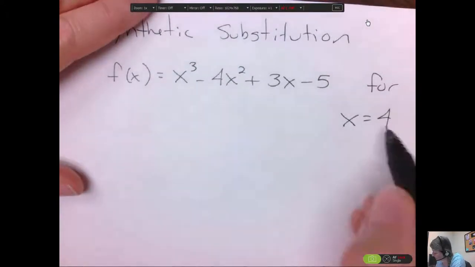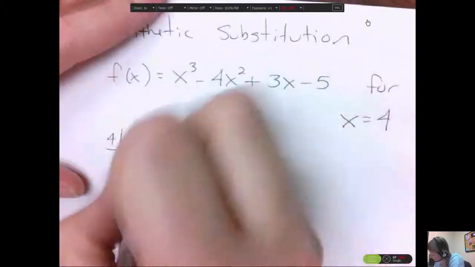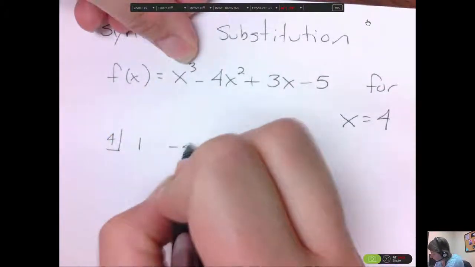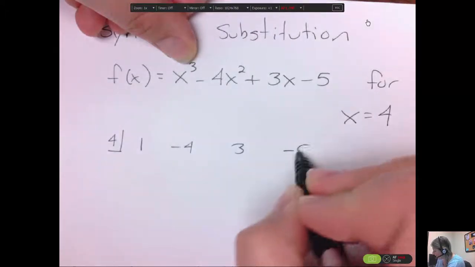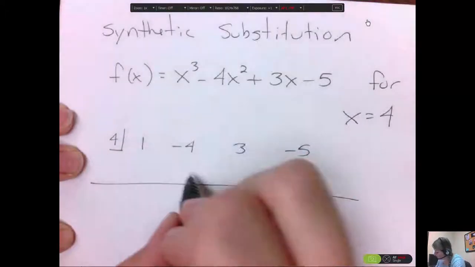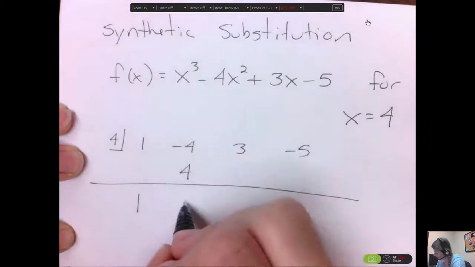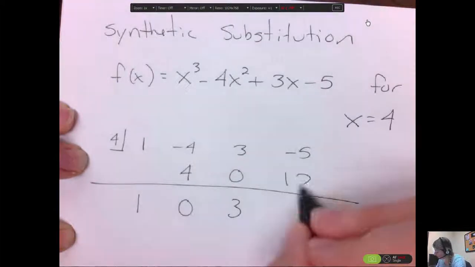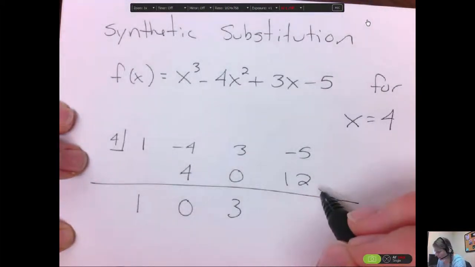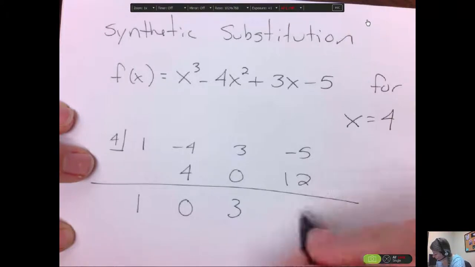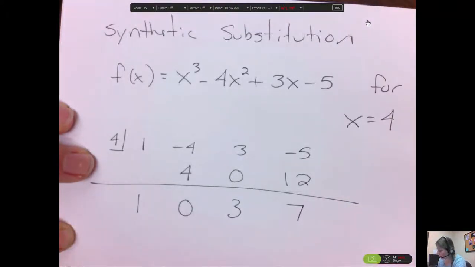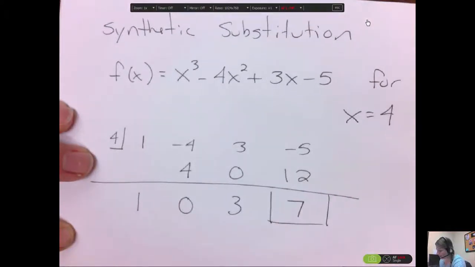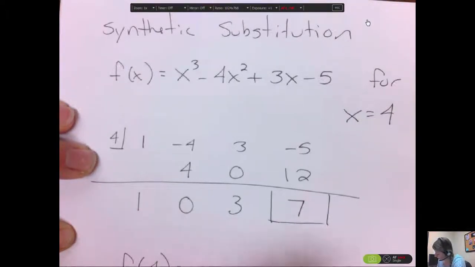So the way that we do that is we put the 4 as our corner number, and then we put our numbers out. 1, -4, they go in order this time. 3, -5, I don't have any placeholders. 1 times 4 is 4, so this one brought down is 1. That one's going to be a 0. 0 times 4 is 0. 0 and 3 make 3. 3 times 4 is 12. And then 12 and -5 make 7. This actually ends up being your answer. So that's what f of x, or when x is 4, you get 7.